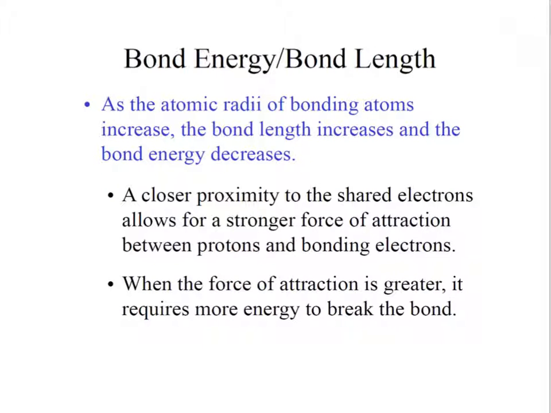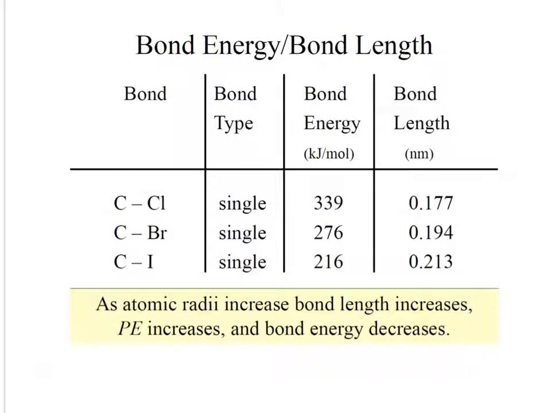So bond energy and bond length: as the atomic radius of bonding atoms increases, the bond length increases and the bond energy decreases. Here we've got carbon bonding with 3 different halogens. As the radius of a halogen increases, the bond length increases and the bond energy decreases. As the size of the atom increases, the orbital overlap decreases.